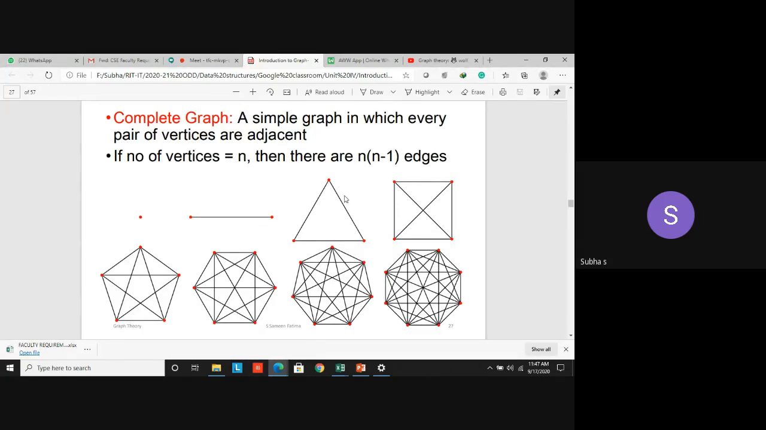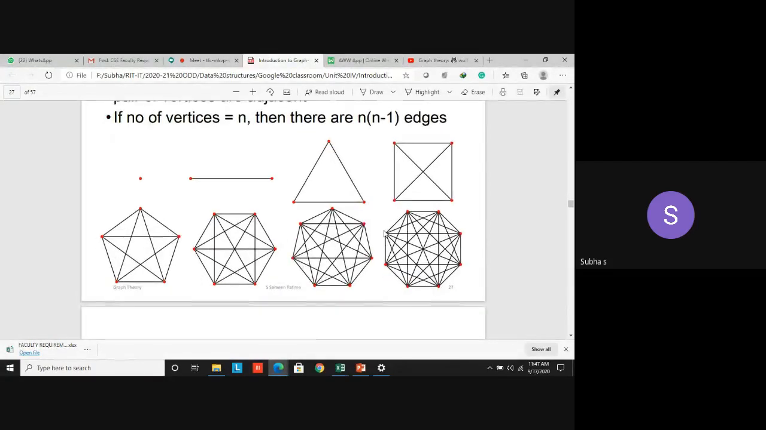Next, here we are having 3 nodes. We are connecting each node to the other. So this is a complete graph. Now if, in the fourth one, I am not having that inner cross symbol, it won't be a complete graph. Only if one node is connected to all other nodes, then that is a complete graph. These are some examples.